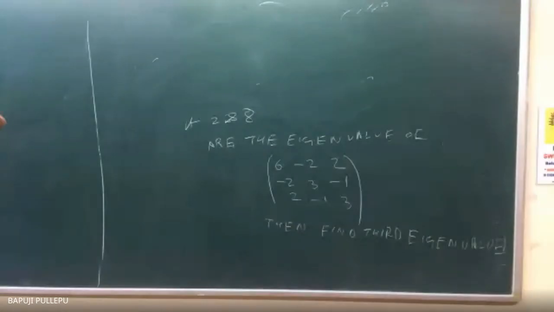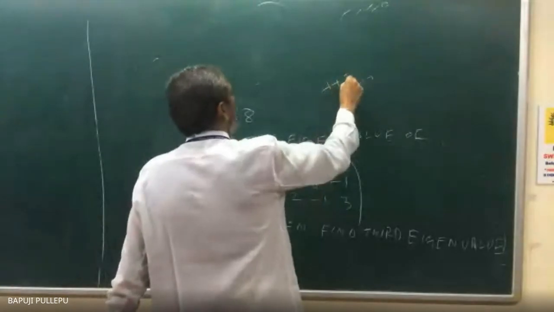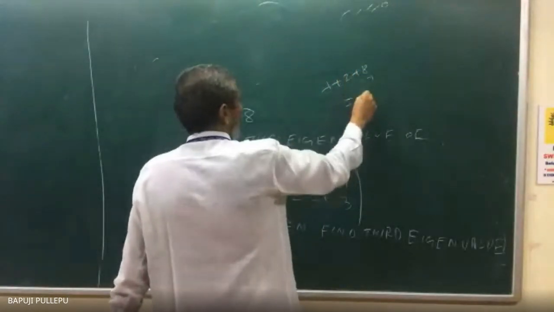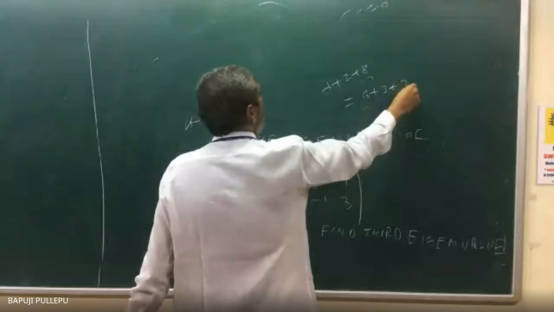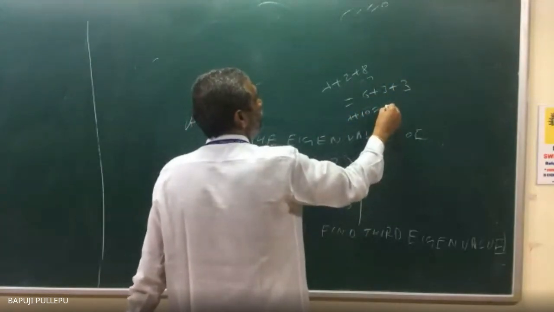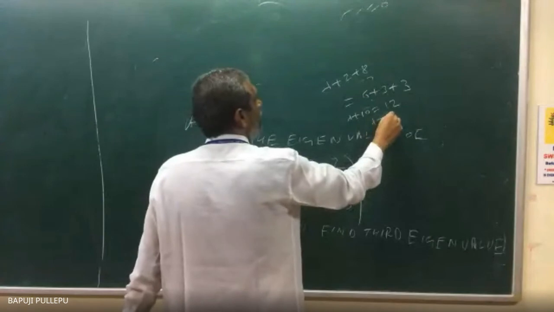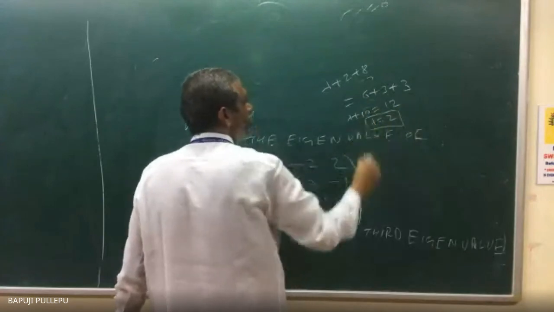Sir, lambda 3 equals 2. So how do we know the third eigenvalue? Lambda plus 2 plus 8 is equal to 6 plus 3 plus 3. So lambda plus 10 is equal to 12. So lambda is equal to 2. So the third eigenvalue is 2.